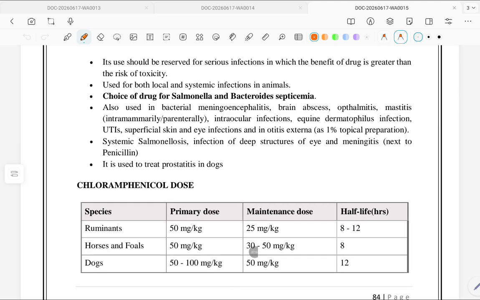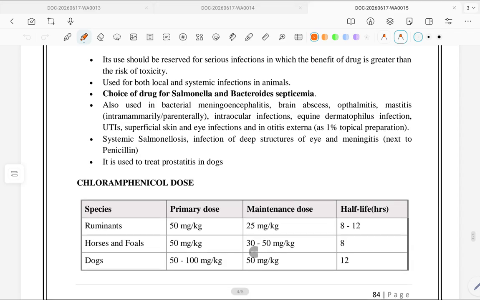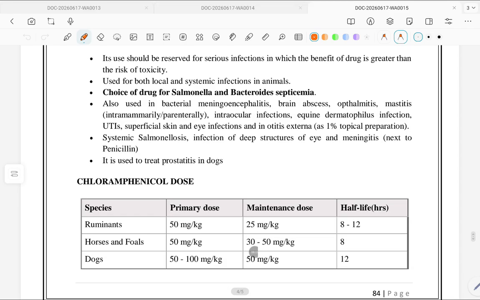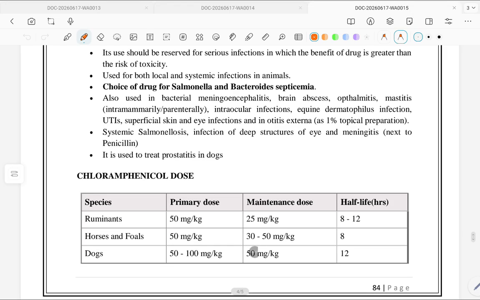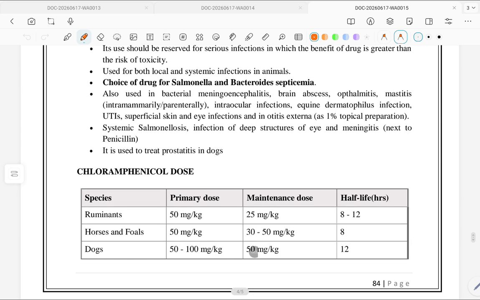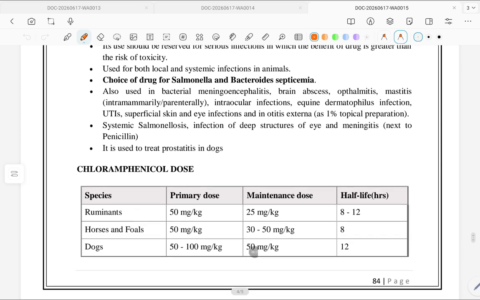meningoencephalitis, brain abscesses, ophthalmitis, mastitis by intramammary and parenteral routes, intraocular infection, equine Dermatophilus infection, UTI, superficial skin and eye infections, and in otitis externa as a 1% topical preparation. For systemic salmonellosis, infection of deep structures of the eye and meningitis, it is next to penicillin. It is used to treat prostatitis in dogs.